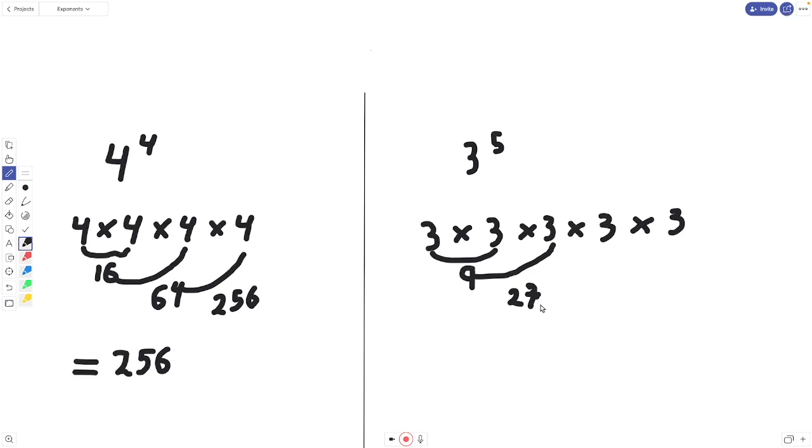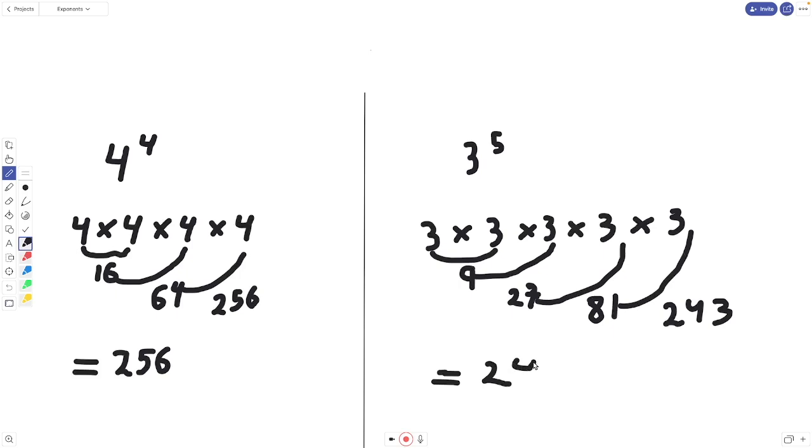Now 27 times 3. Let's keep going. What do we get? It's going to give us 81. And now on the last 3, we're going to do 81 times 3. And the final answer, because we're on the last 3, is going to be 243. So 3 to the power of 5 is going to give us 243.